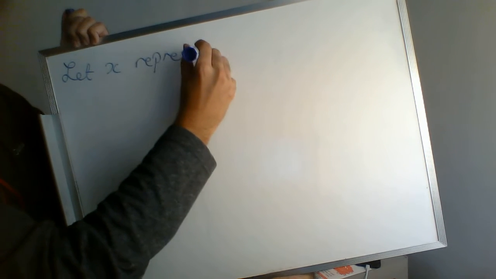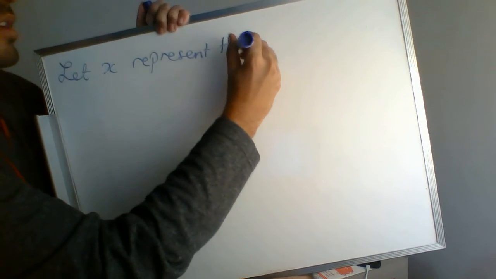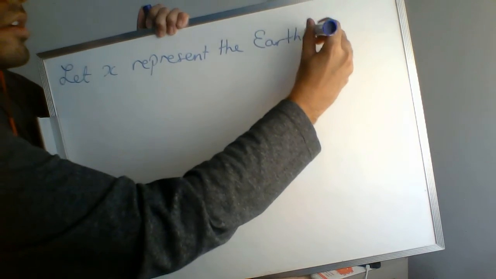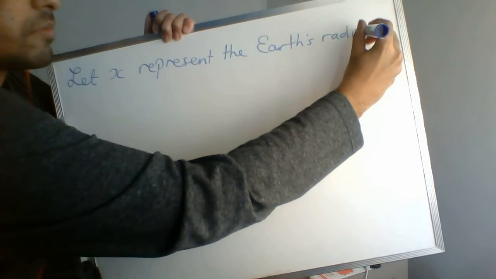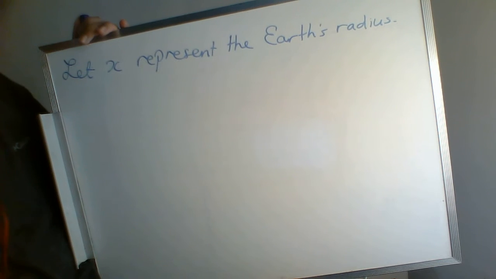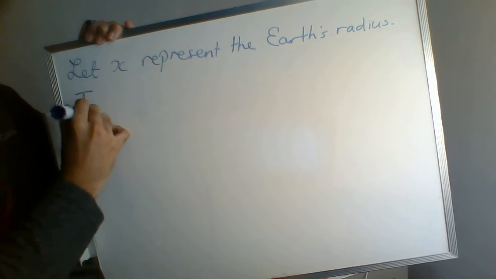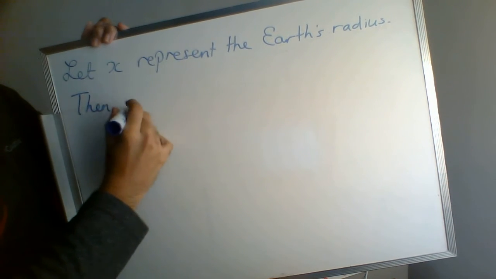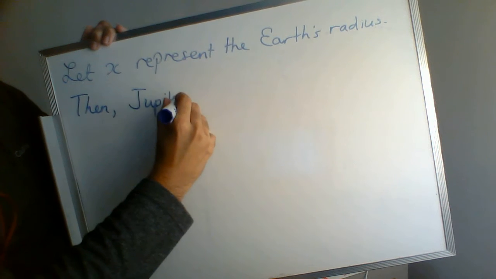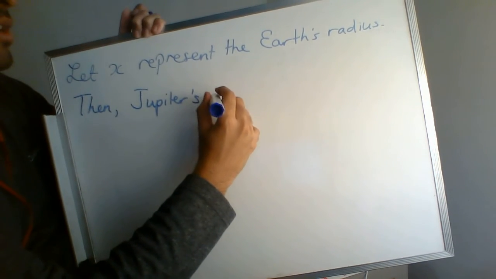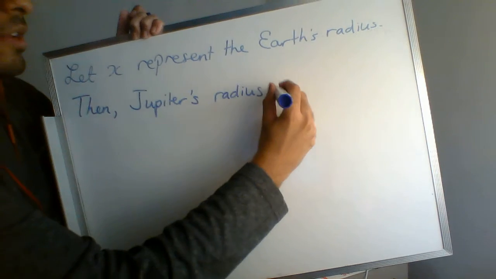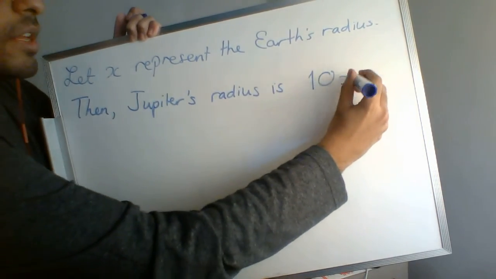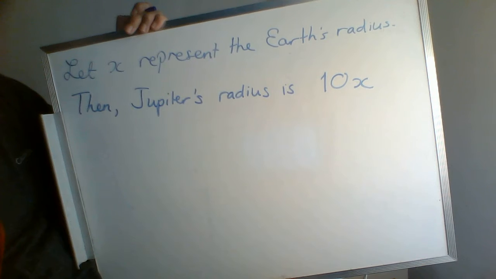So, our let statement. Let's say, let x represent the radius of the Earth, because that's what we want to solve for, right? Let x represent Earth's radius. Okay? Now, if x is the Earth's radius, then Jupiter, well, we know Jupiter is 10 times bigger than the Earth, so that means then Jupiter's radius is going to be 10 times bigger than Earth's. So Jupiter's radius is 10 times bigger than Earth's radius, or 10x, if x is the radius of the Earth.